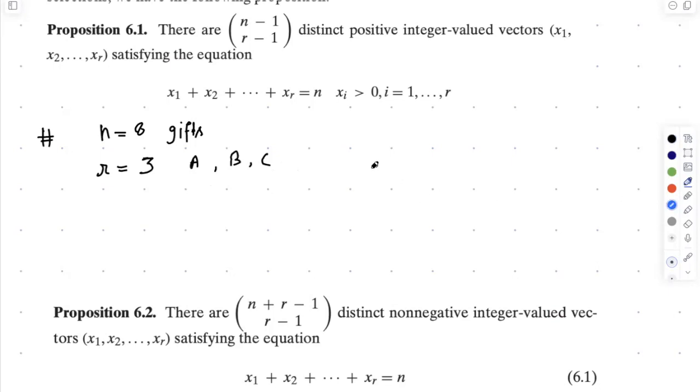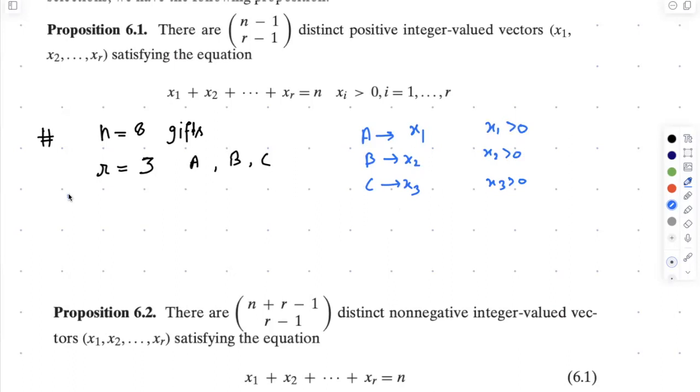In this case, you can assume that you give A x1 number of gifts, to B you give x2 number of gifts, and to C you give x3 number of gifts. The condition here is everyone should have got at least one gift. So x1 bigger than 0, x2 bigger than 0, x3 bigger than 0. So how can we formulate this problem?